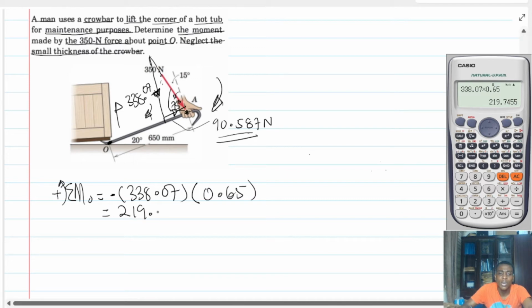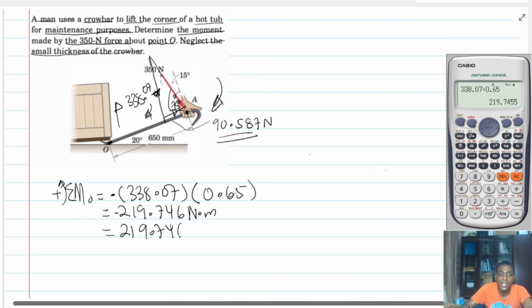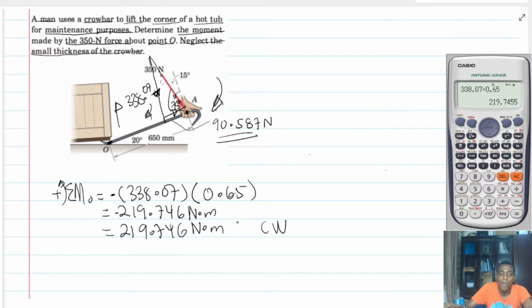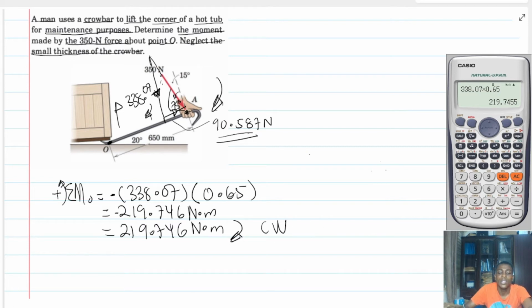219.746 Newton meter. And in fact, the minus sign is just telling us that it is clockwise. So I'll just bring the clockwise here. Also, I can either show this by drawing this sign, or I can write clockwise there. I hope it is clear. Let's look at another problem.